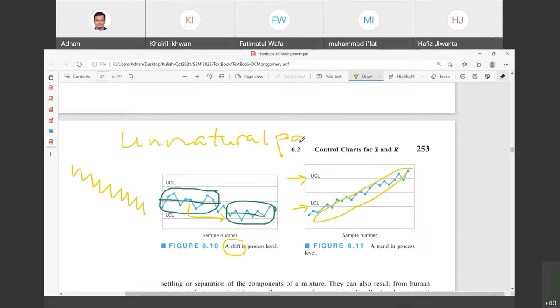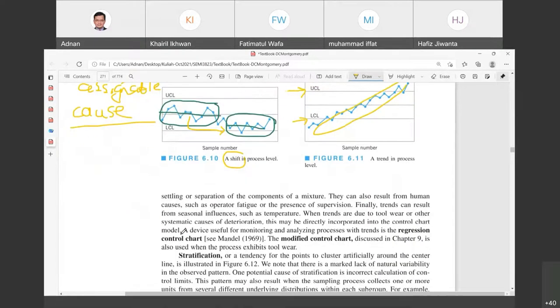If the process is stable, the pattern is natural. If the process is unstable, we call it an unnatural pattern. Unnatural pattern is contributed by assignable causes. There are assignable causes contributing to unnatural patterns. An assignable cause is a cause that we can determine. We can find the assignable cause, and we can eliminate the cause. Another cause is what we call random cause. Random cause we cannot eliminate. It's there in the process. So understanding of this pattern is important.